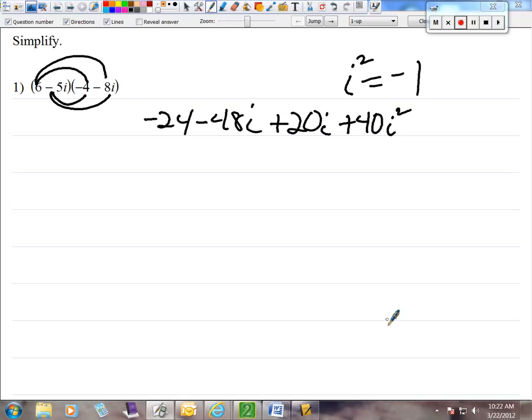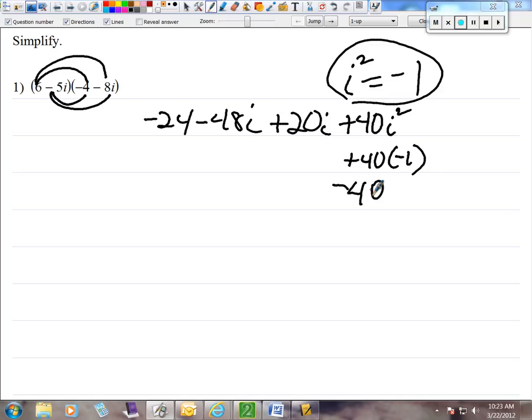Now this is like we did yesterday, adding like terms, except this term right here is the same as that. Remember, i squared equals -1. So anytime you end up with an i squared, you don't leave those in the problem, you change them to -1. Okay? Which now is going to make this a -40. Isn't 40 times -1 -40? Well, what's 40 times -1? -40.